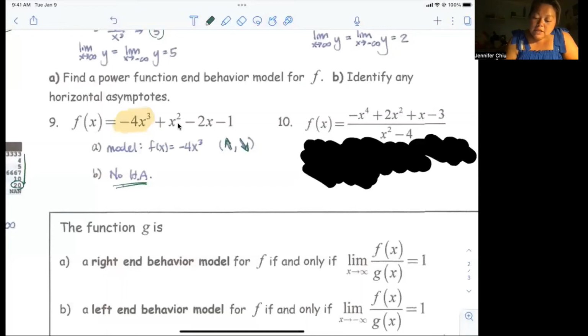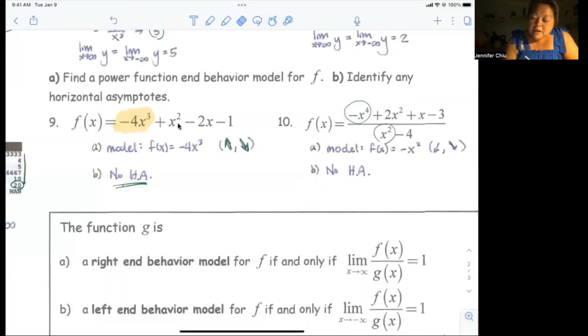Because it's a rational function, I simply look at the highest power over the highest power. I clean that up. I get the end behavior model to be negative x squared. This is a negative even function, so it goes down towards negative infinity on both sides. And once again, it has to be either the same degree or the top has to be smaller. So because the top is bigger, there is no horizontal asymptote as well.